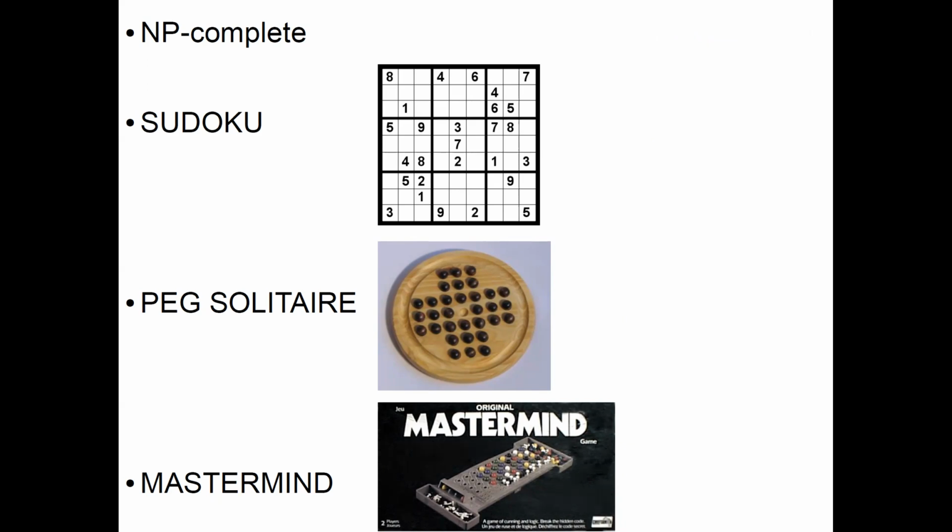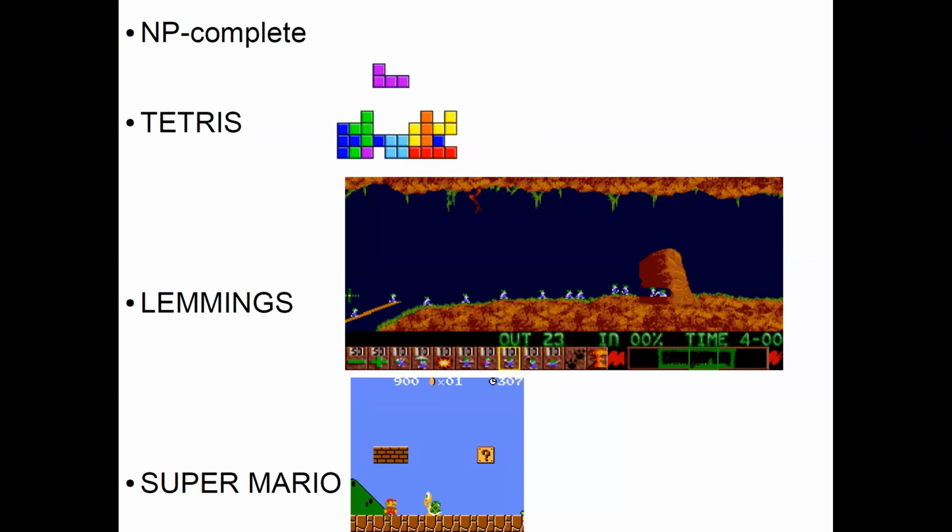Peg solitaire, in which you make pegs jump. Mastermind, another puzzle game. They're also NP complete. And there are even video games. Tetris, the famous puzzle game in which you have to stack blocks that come from the top, and you clear lines. If you fill a line, you clear it. If I give you a sequence of blocks of different shapes, and you want to know if there's a way to clear the level, the question is NP complete.